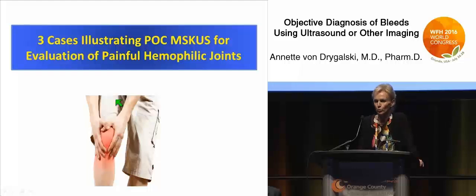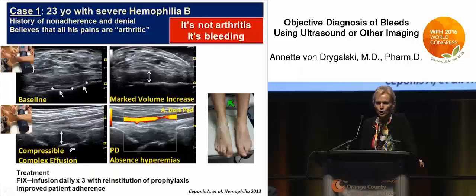So now we'll go together through 3 cases illustrating point-of-care ultrasound for evaluation of painful hemophilic joints. All 3 cases have been my patients. Case 1 is a 23-year-old with severe hemophilia B. He has, unfortunately, a history of non-adherence and denial. He truly believes that all of his pain is arthritic. He really does not like to infuse himself.